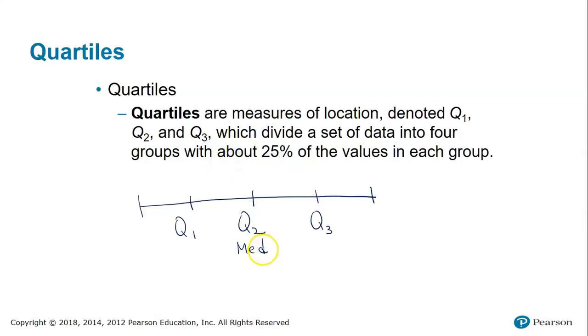When you are looking on your calculator at one variable stats, you're not going to see this second quartile. You're only going to see median, but those are one and the same. So the one variable stats menu will give you your quartile values, and you can get these from that. It divides the data into 25% segments, so we've got 25% in each one of these.